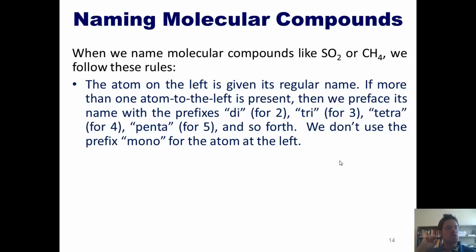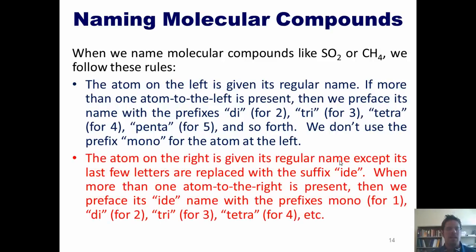We don't use the prefix mono for the atom at the left. The atom on the right is given its regular name, except that its last few letters are replaced with the suffix "ide." When more than one atom to the right is present, we preface its "ide" name with the prefixes mono for 1, di for 2, tri for 3, tetra for 4, penta for 5, hexa for 6, hepta for 7, and so forth and so on.